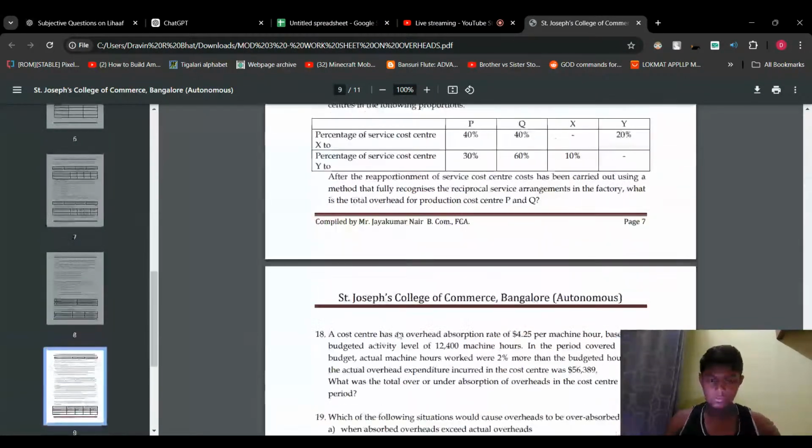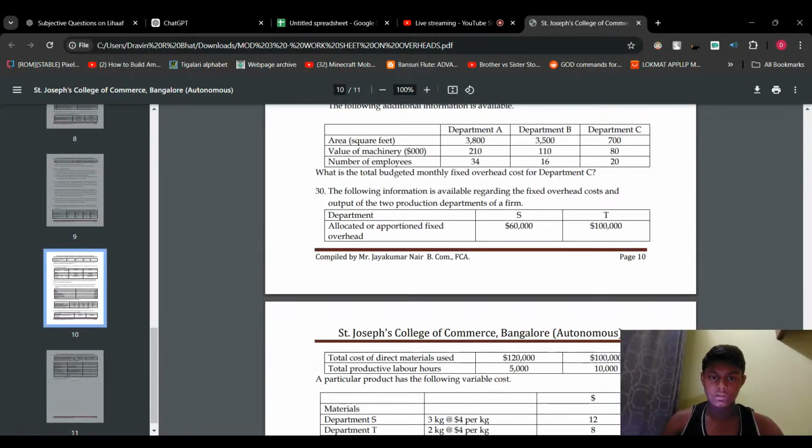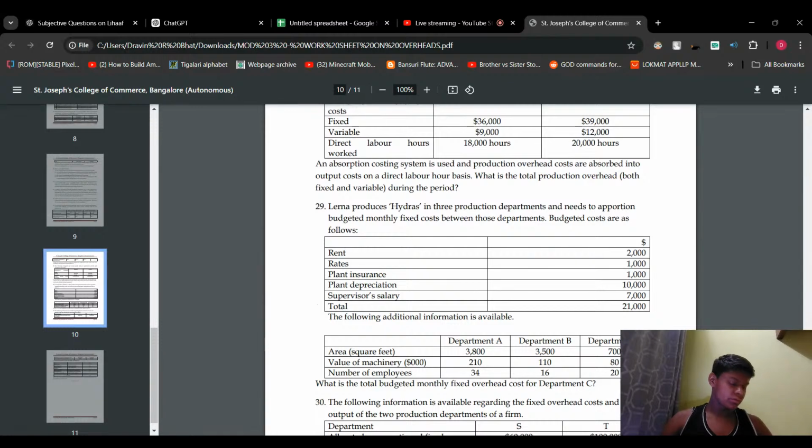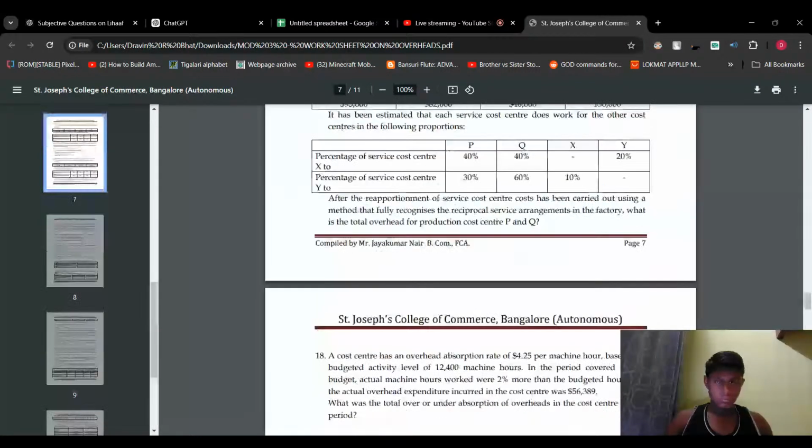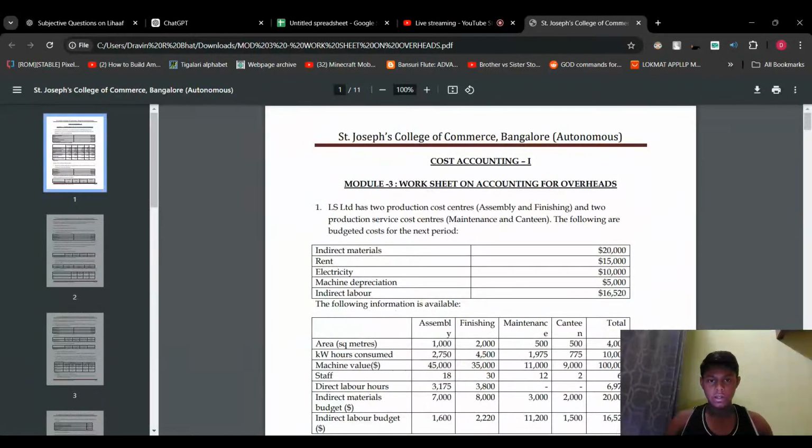Question 53. We'll go according to how Sir has done the entire thing. So what we're going to start with is the overhead analysis sheet.